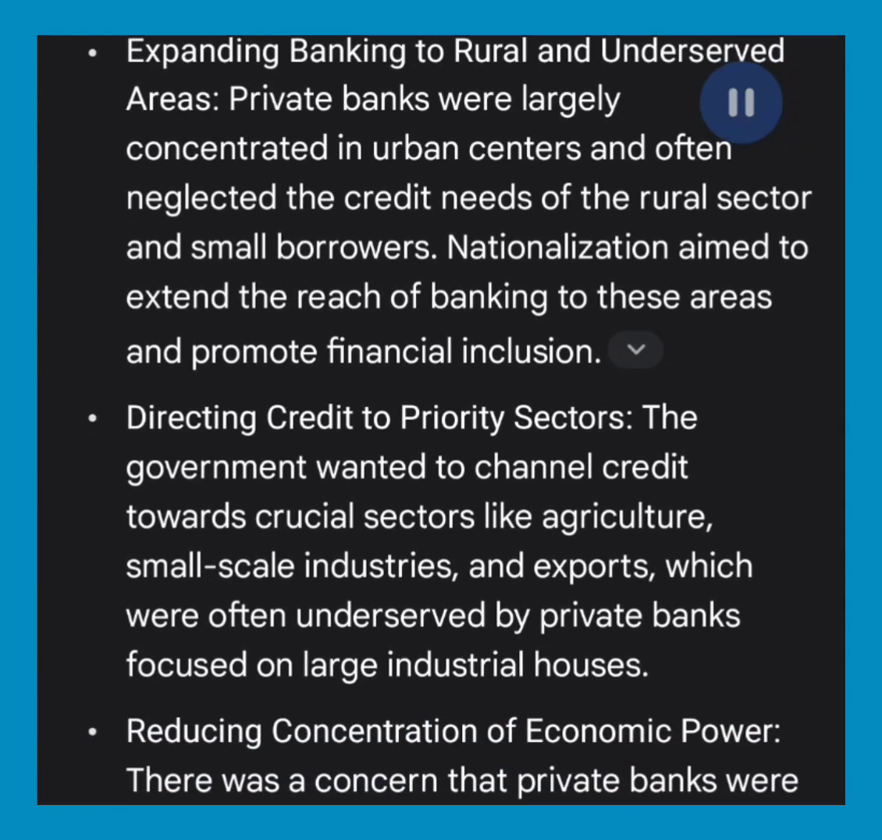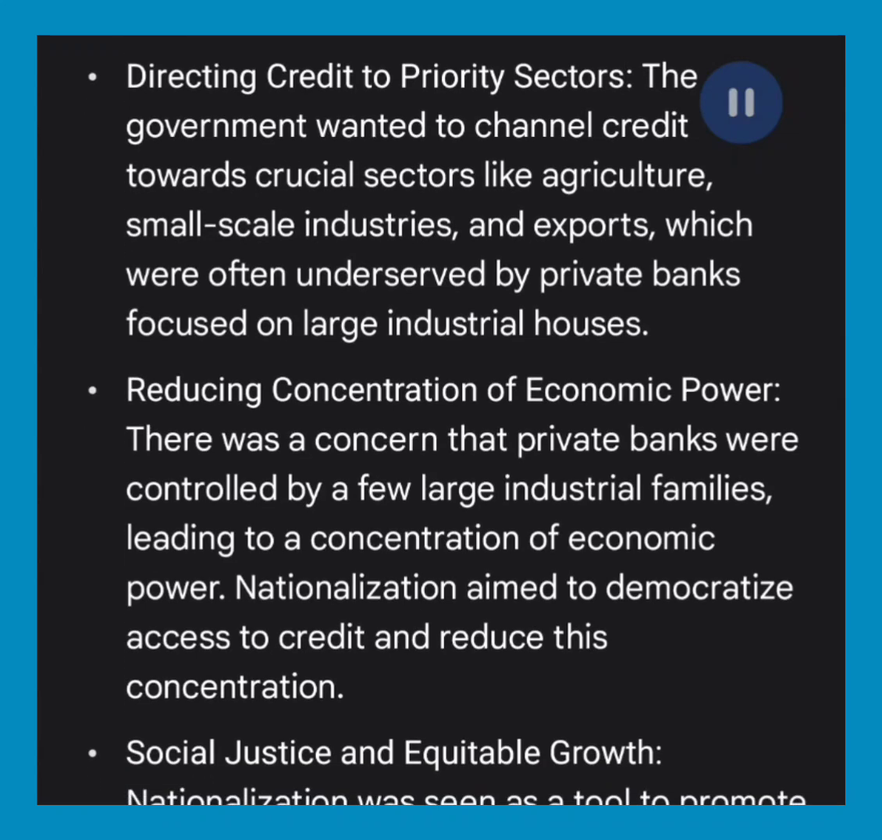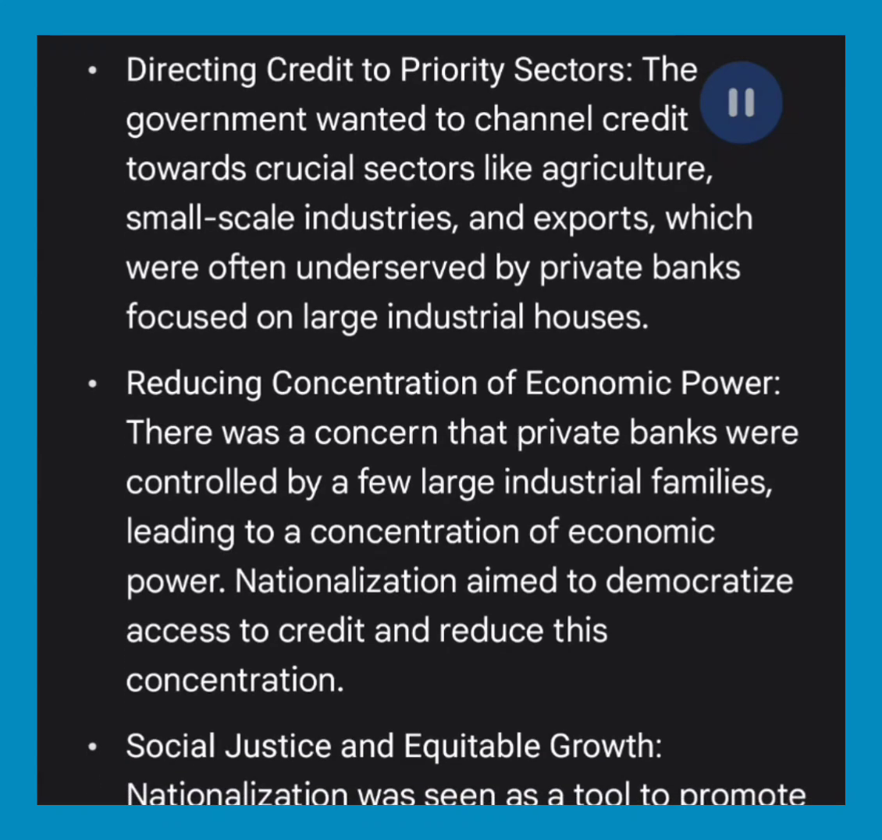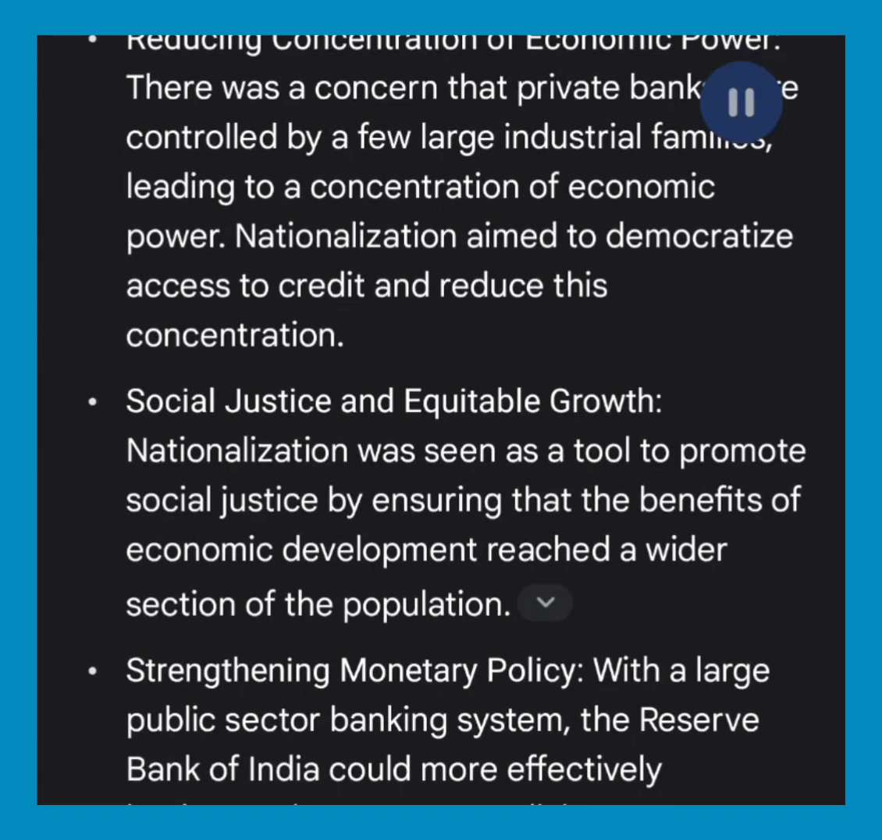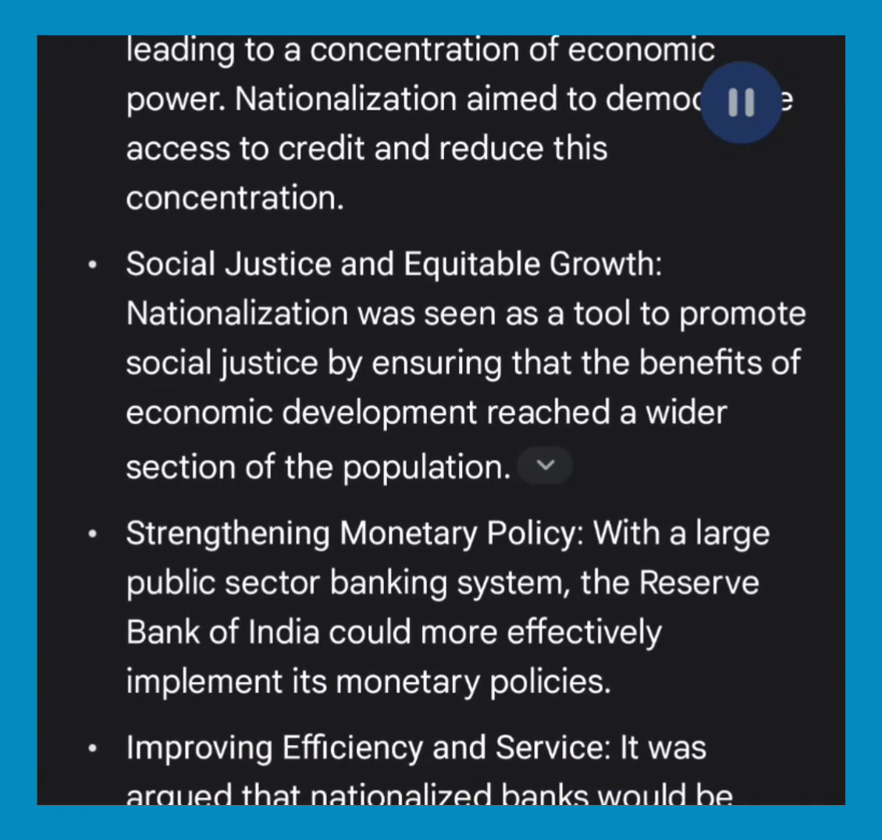Directing credit to priority sectors. The government wanted to channel credit towards crucial sectors like agriculture, small-scale industries, and exports, which were often underserved by private banks focused on large industrial houses. Reducing concentration of economic power. There was a concern that private banks were controlled by a few large industrial families, leading to a concentration of economic power. Nationalization aimed to democratize access to credit and reduce this concentration.